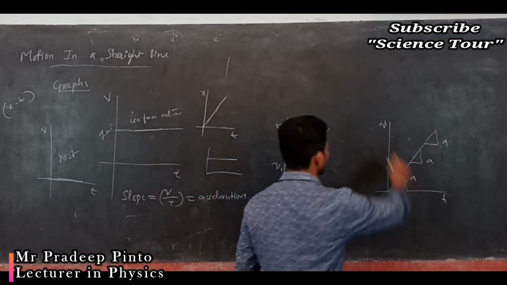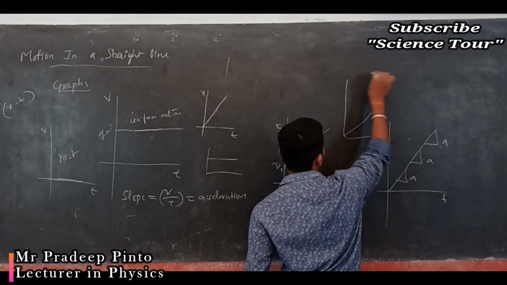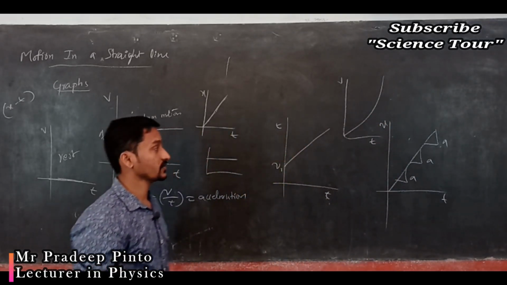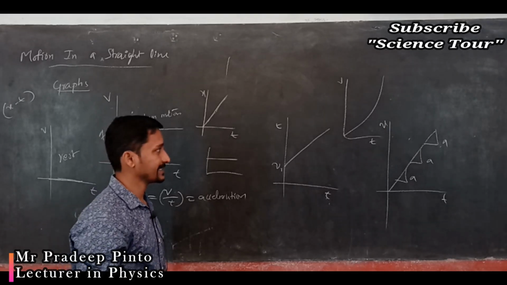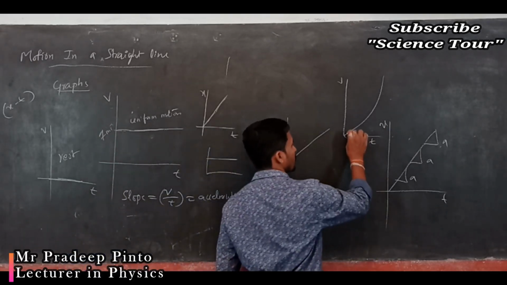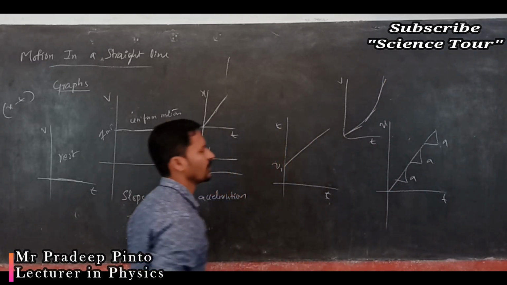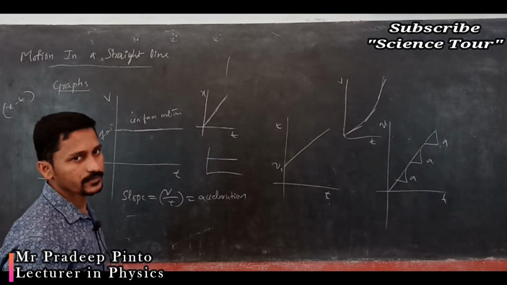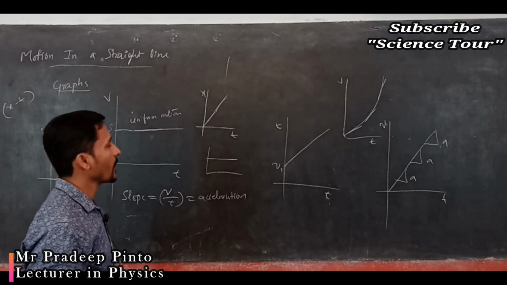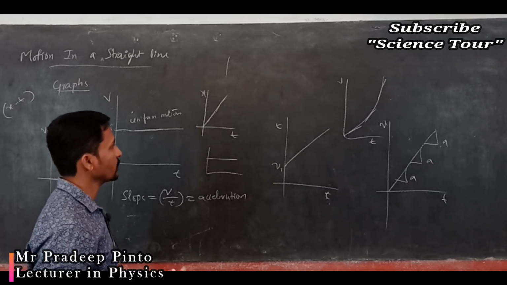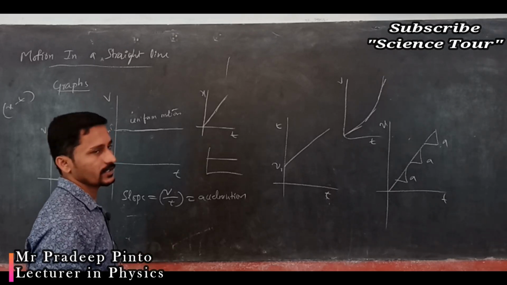Or else you may get a graph like this also, with velocity and time, which shows increasing acceleration, a change in acceleration. Everywhere the acceleration is not the same, it is different. How do you find the acceleration, sorry, the slope, for such curved graphs? Slope is acceleration, right? You find it by drawing the tangent.